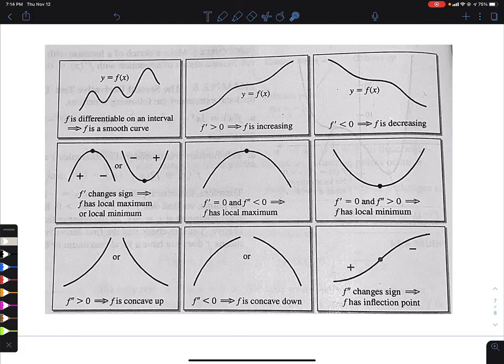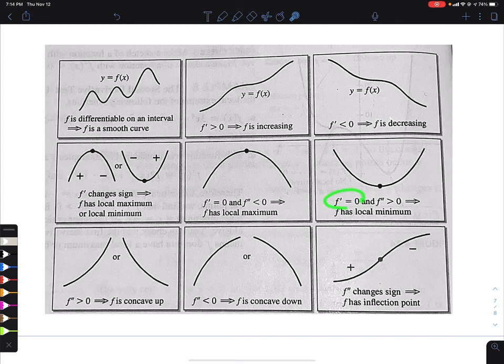Here we go. If the first derivative is positive, f is increasing. If the first derivative is negative, f is decreasing. If the second derivative is positive, it's concave up. Both these are concave up because that's concave up, that's concave up. If the second derivative is negative, concave down, concave down, concave down. If the second derivative changes signs, f has an inflection point. So the point where the second derivative changes signs, f has an inflection point.